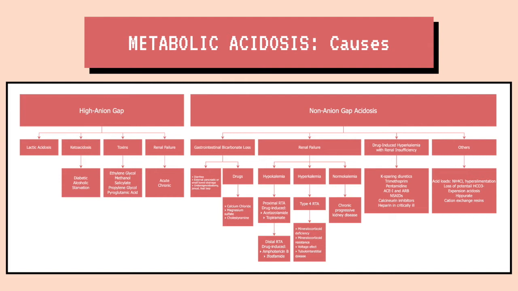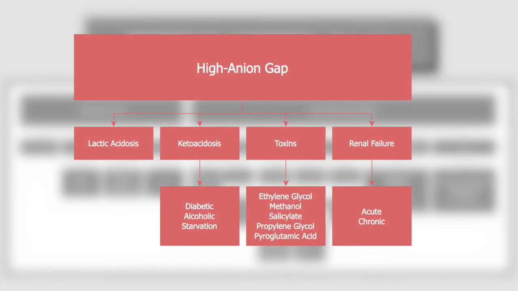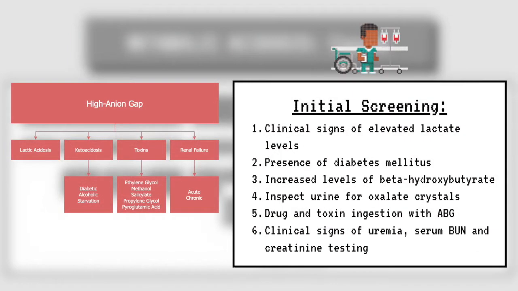This figure shows the 2 major categories of metabolic acidosis, including high anion gap and non or normal anion gap. The 4 principal causes of high anion gap include lactic acidosis, ketoacidosis, toxins, and renal failure. Initial screening should include first, signs of elevated lactate levels to include hypotension, shock, cardiac failure, leukemia, cancer, and drug or toxin ingestion. Second is to assess if diabetes mellitus is present for diabetic ketoacidosis.